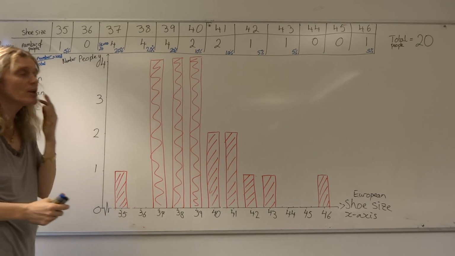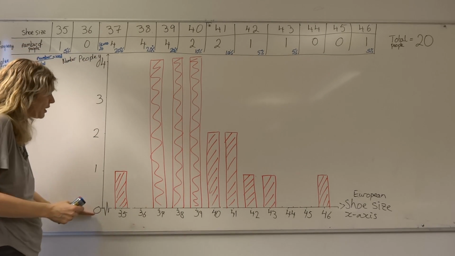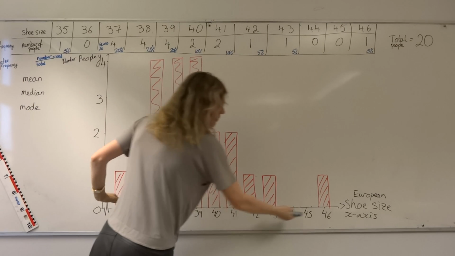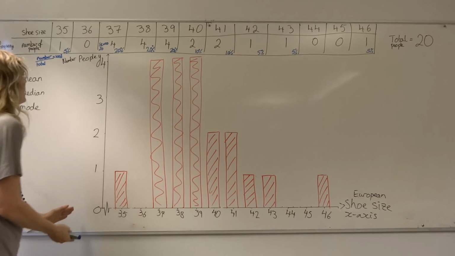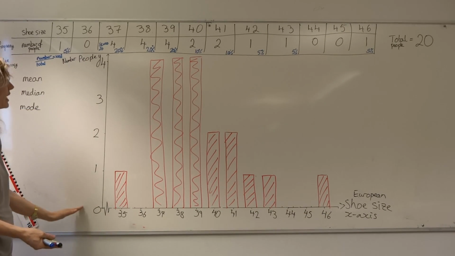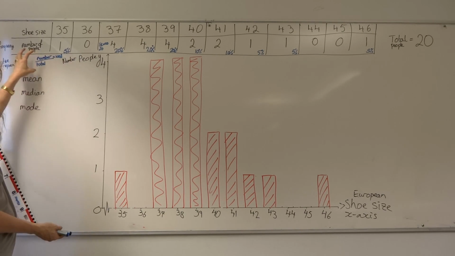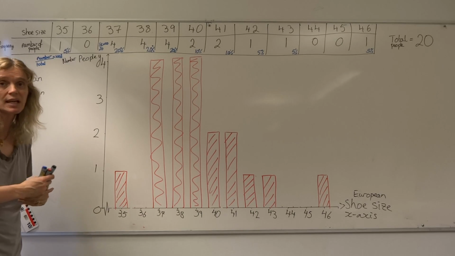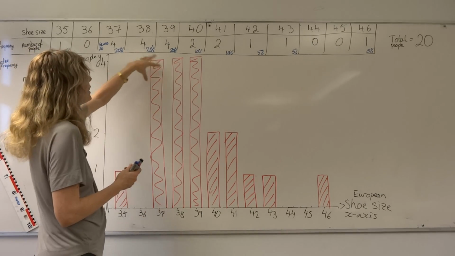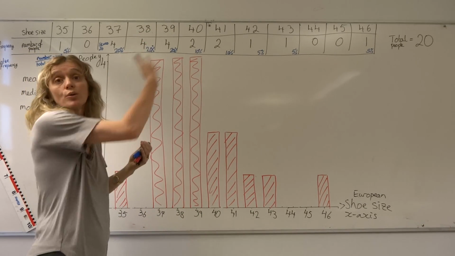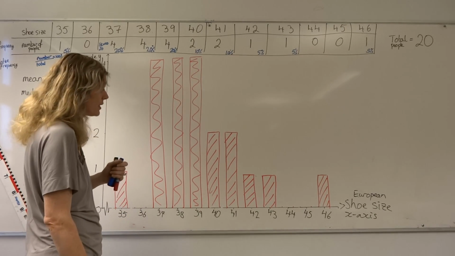So relative frequency, instead of writing the number of people here, we could have had the same x-axis with the shoe size, but then had a scale of 0 to 20% instead of 0 to 4 people. That would have been the relative frequency: how much something occurred in relation to the total number of people that we investigated.